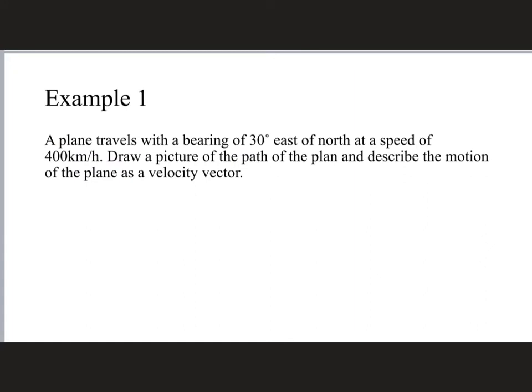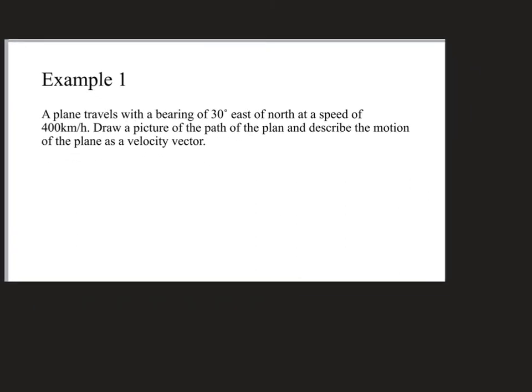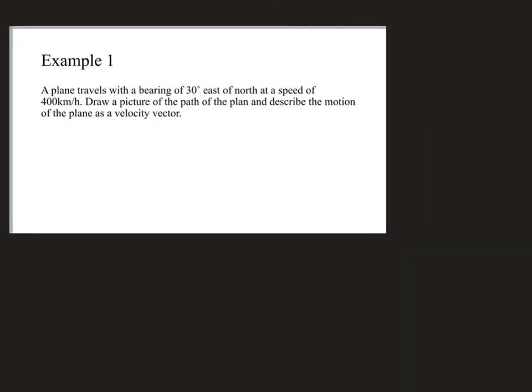Okay, so I have example 1. A plane is traveling with a bearing of 30 degrees east of north at a speed of 400 kilometers per hour. Draw a picture of the path of the plane and describe the motion of the plane as a vector, as a velocity vector. Okay, so the first thing that I'm going to do is draw a kind of compass to get us oriented because we're talking about north, south, east, and west.